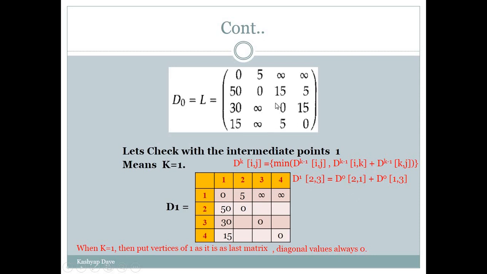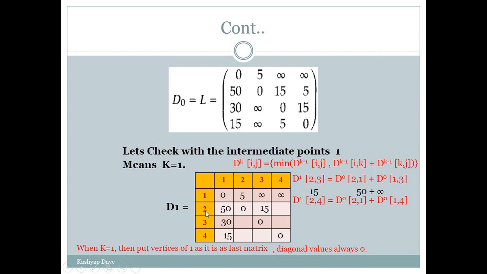In our previous matrix, the distance between 2 and 3 is 15, and the distance between 2 and 1 is 50, plus the distance between 1 and 3, which is infinity, so it becomes infinity. So we will put this 15 in the place of the distance between 2 and 3, so here our value will be 15. Okay, now let's find out the distance between 2 and 4.